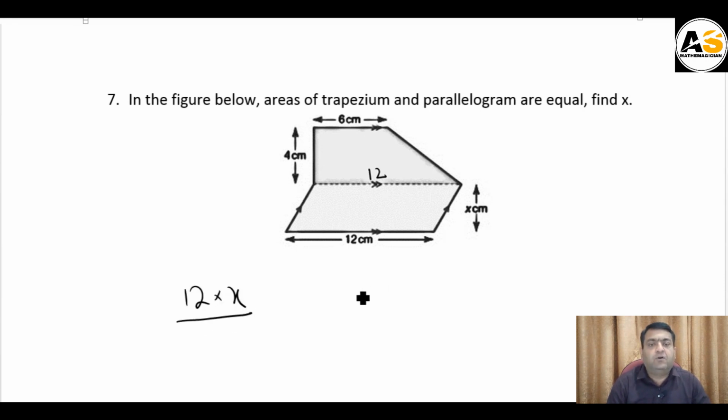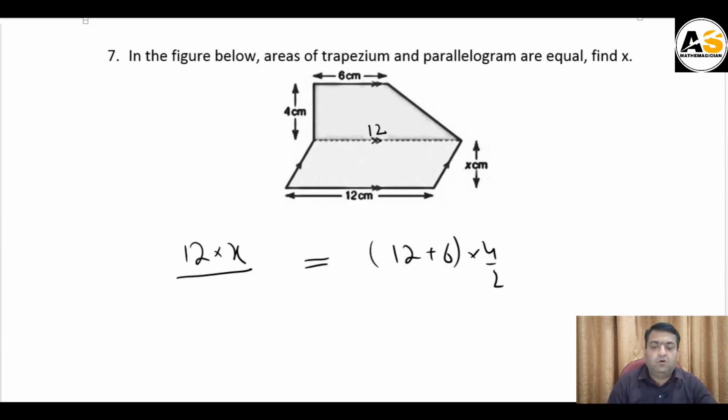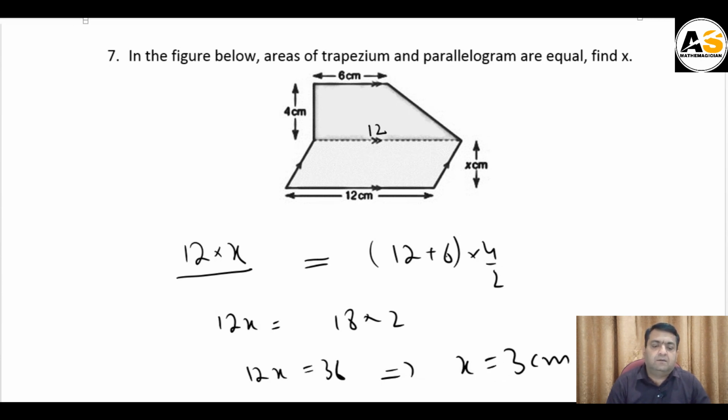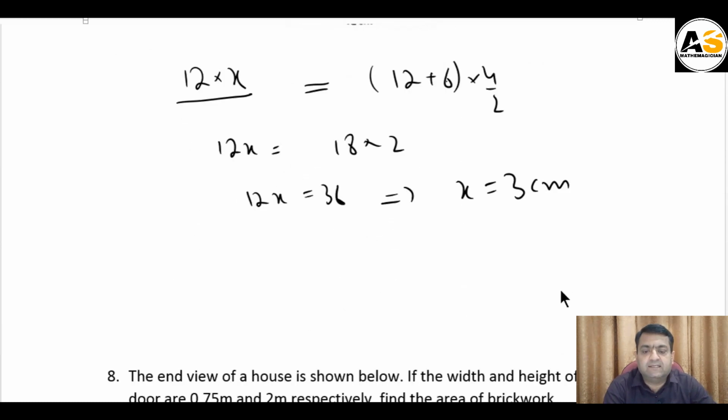This is area of parallelogram. And area of trapezium will be 12 plus 6, sum of two parallel sides multiplied by height divided by 2. We are given that these two areas are equal. From here we will see 12x is equal to 12 plus 6, 18 multiplied by 4 over 2. 12x is equal to 36, which implies x is equal to 3 centimeter. So x is 3.